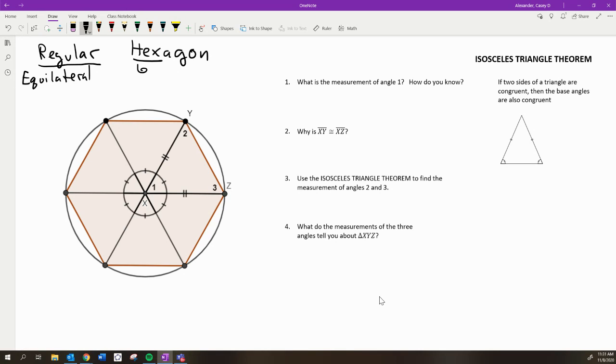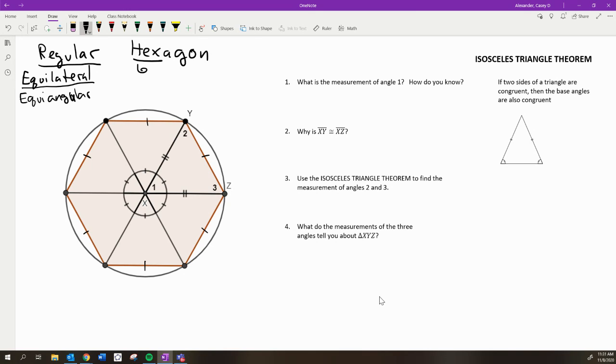Now, this is a regular hexagon, which the word regular in geometry, when it's applied to a polygon like this, means that it's equilateral, meaning all the sides are the same measurement. And it also means at the same time that it's equiangular, meaning all of the angles are the same measurement. But it's the first one that really matters for us today. And so what that means is that this hexagon, all six sides are the same length. So I can mark them like that.